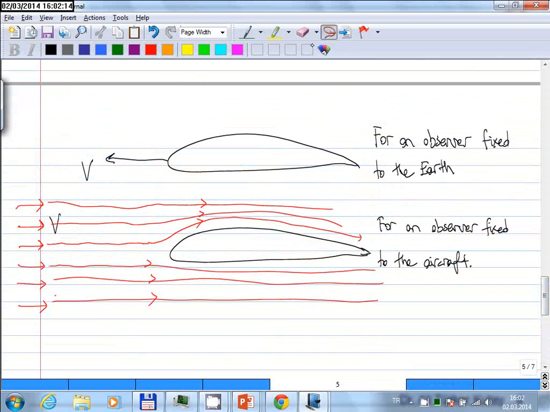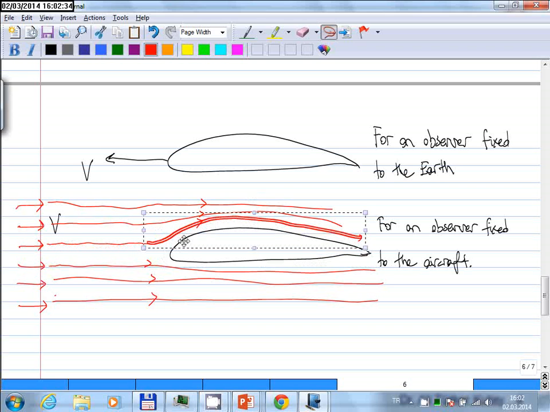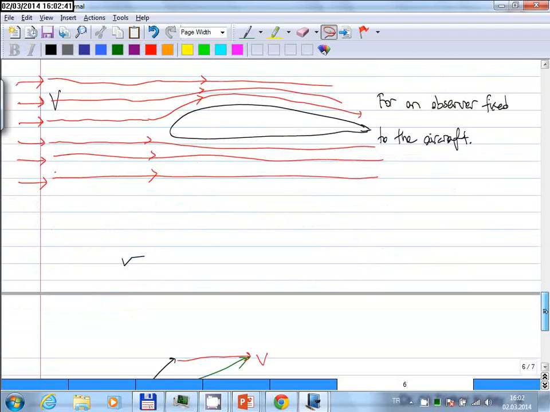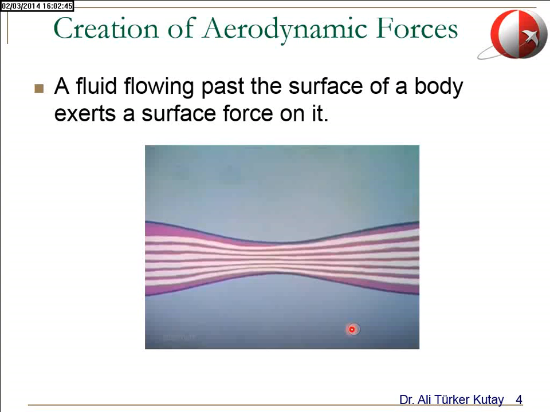So the air molecules here go through this path, but at the same time they still have these tiny velocities which cause them to strike the surface. The air molecules are following this path, but at the same time they still keep hitting the airfoil. Let's keep that in mind for a while.